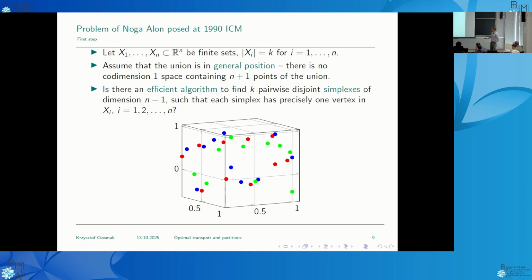It was proven by Noga Alon and Akiyama in 1989 that such simplices exist, but it's not known whether there exists an efficient algorithm. The method of Akiyama and Alon uses the Borsuk-Ulam theorem, and actually the proof is quite simple. And it is known that such Borsuk-Ulam cuts are at least exponentially expensive.